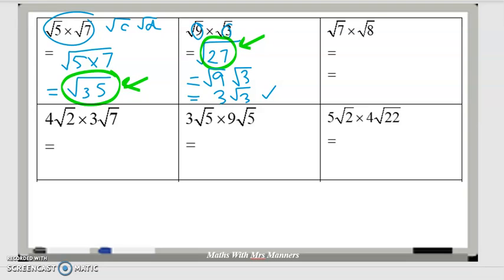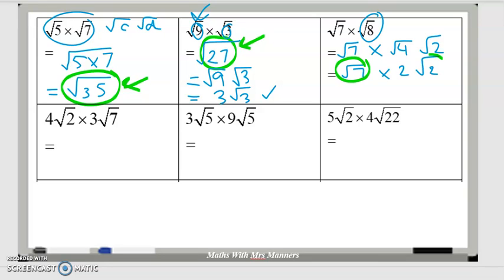Sometimes you can reduce the surd first. I could have actually made that just 3 straight away, just like I'm about to do now. I could change root 8 into root 4 times root 2, and then that would become 2 root 2, and then I can combine my surds. Root 7 times root 2 is root 14, so I'll be left with 2 root 14.